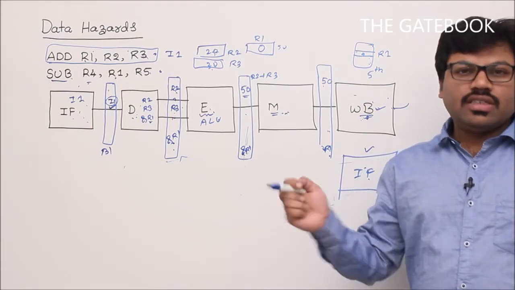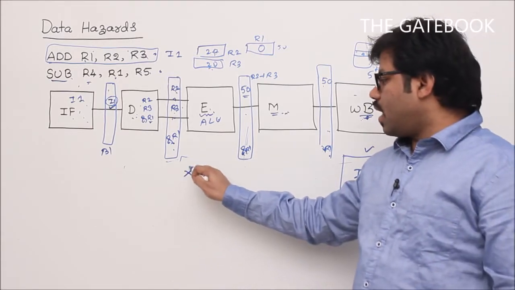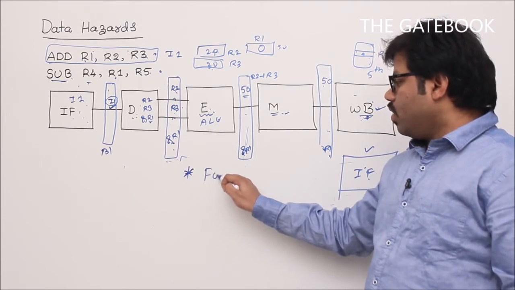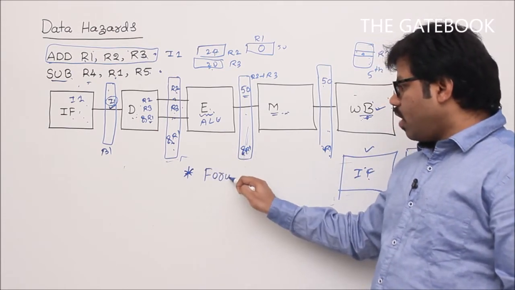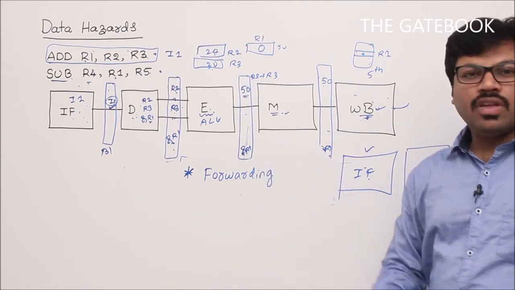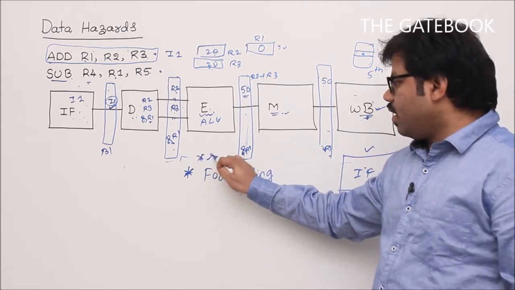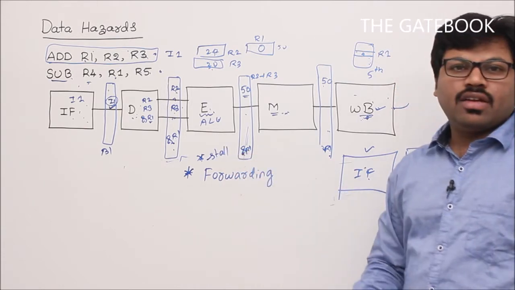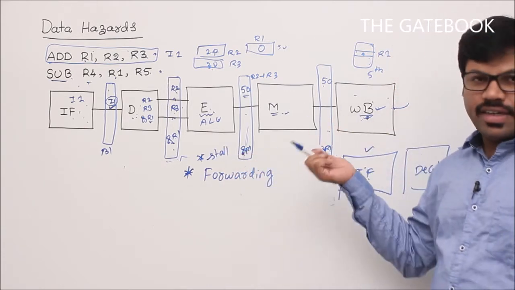That is one thing. Second one, we have another strategy, that is forwarding. One is stalling, second one is data forwarding. So already I explained what stalling is, right? You simply stall your pipeline until you get the right data.